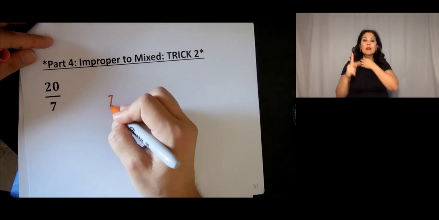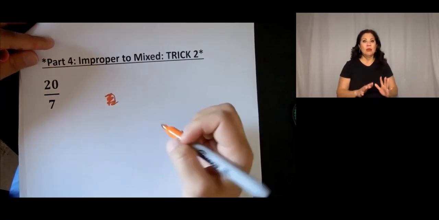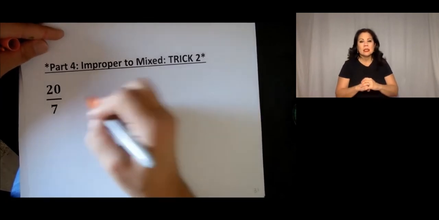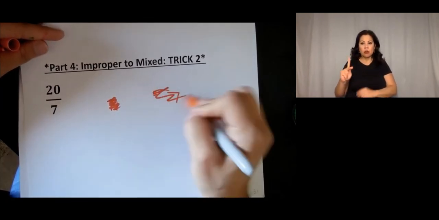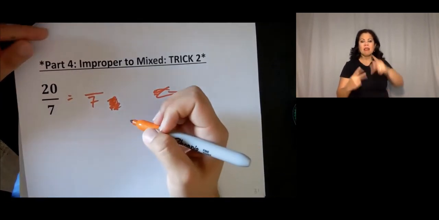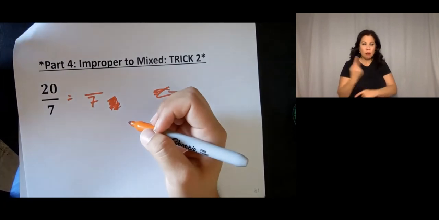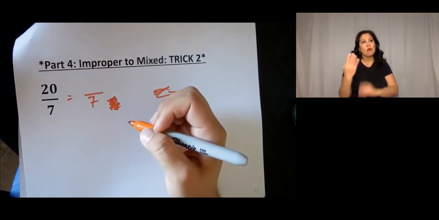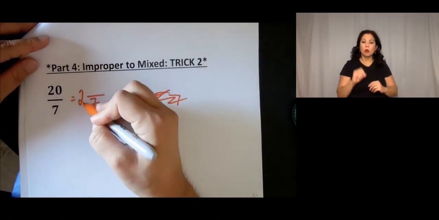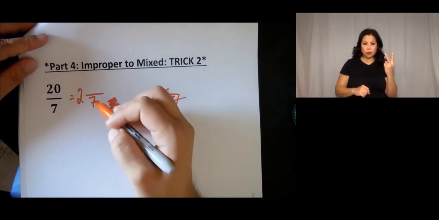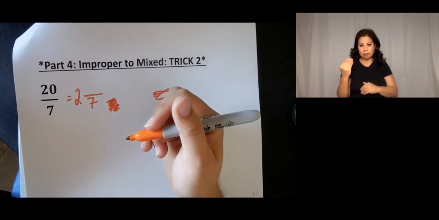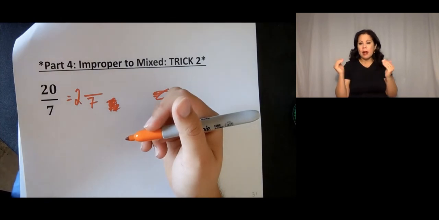All right, let's see. Oh, I was going to do the long division. We're not going to do the long division. So we're going to have the same denominator on bottom. Okay, 7 times what gets me close to 20? 7 times 1 is 7. 7 times 2 is 14. 7 times 3 is 21. Well, 21 is over 20, so the closest I can do is 2 times 7. All right, 7 times 2, which is 2 times 7, is 14. Okay, 14 plus what gets me 20?